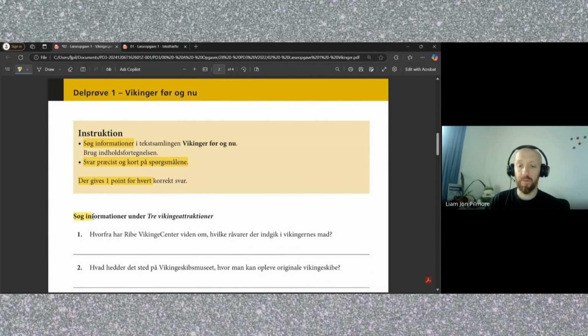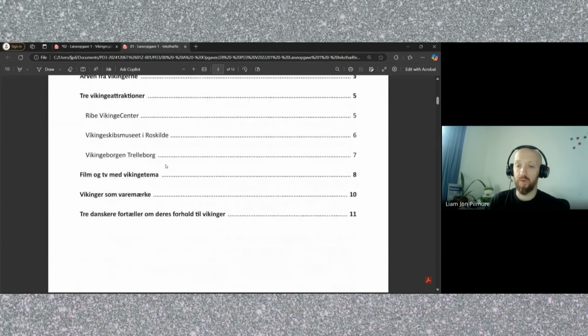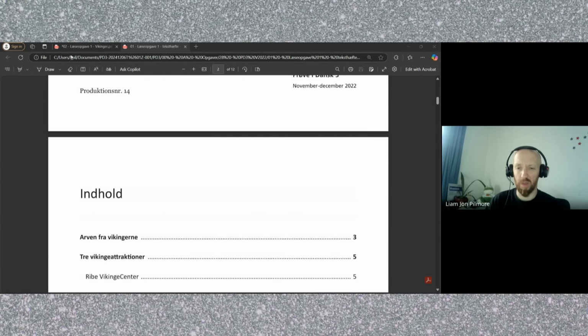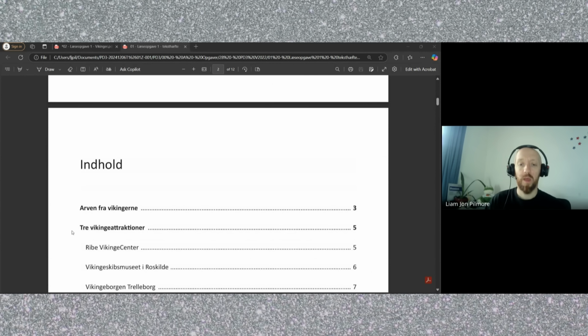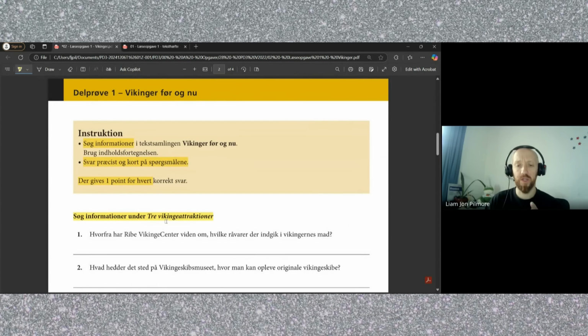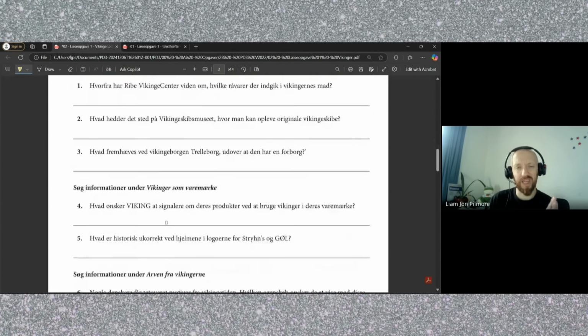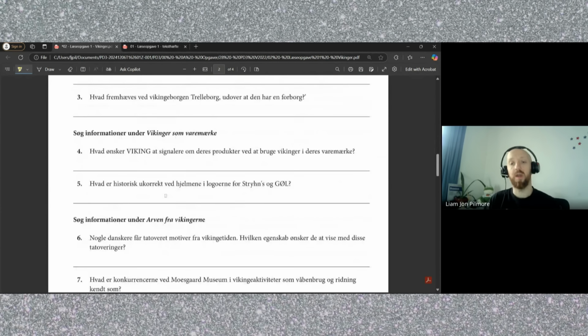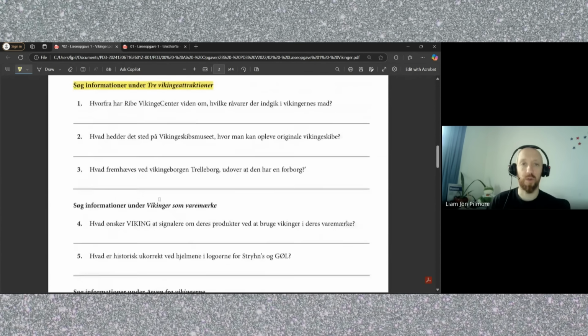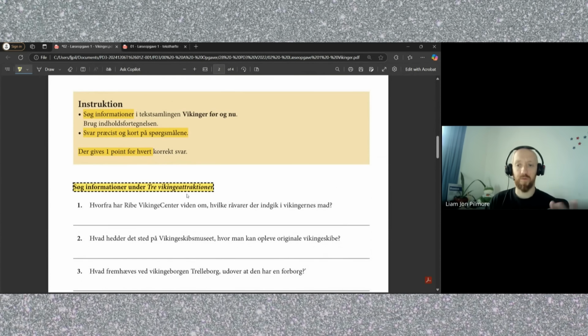First question. Søg informationer under 3 vikingeattraktioner. So in our document over here, if we go to the table of contents, I can see here 3 vikingeattraktioner already on page number 5. So in each question, there's little sections, right? There's a section here with 3 questions, then there's another section with 2 questions, and so on and so on. So that's the first thing, where to find the information. Then we need to look at the question and understand it well, right? So let's take a look.